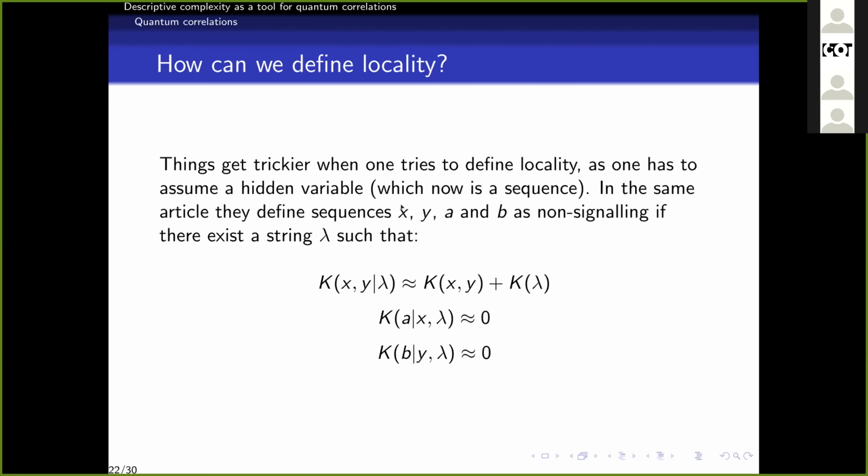I mean, if you cannot compress a string, at least you cannot rule out that it's random. If you can compress it, you know it's not random. So this gives you some vagueness of complexity. You try to compress it, you fail, then you cannot rule out it's random.